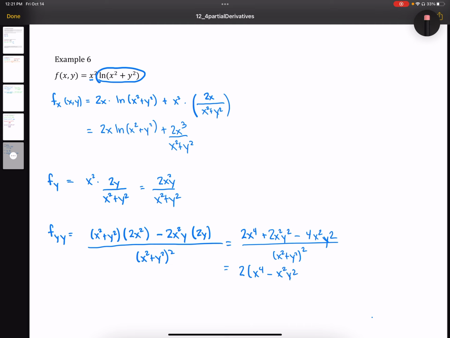You know, honestly, we could factor out a 2x squared. So that would give us 2x squared times x squared minus, so again, these together make a negative 2x squared y squared. So this is just going to be minus y squared. Which if you wanted to further factor is x plus y times x minus y, but we'll stop here. And that's over x squared plus y squared squared. So that's the second partial derivative with respect to y. Let's stop here. We could do the same thing for fyx, but we won't.